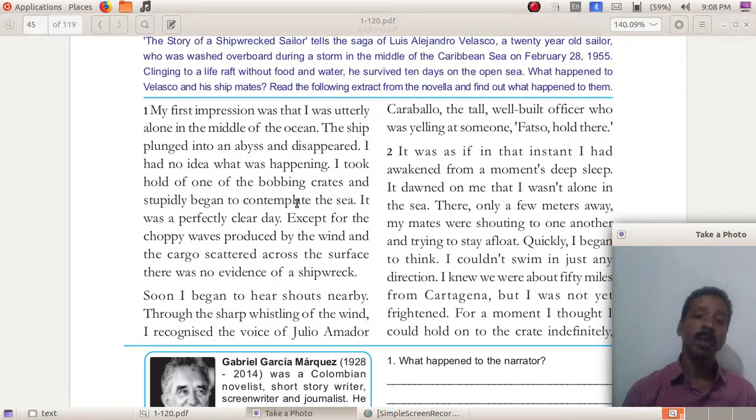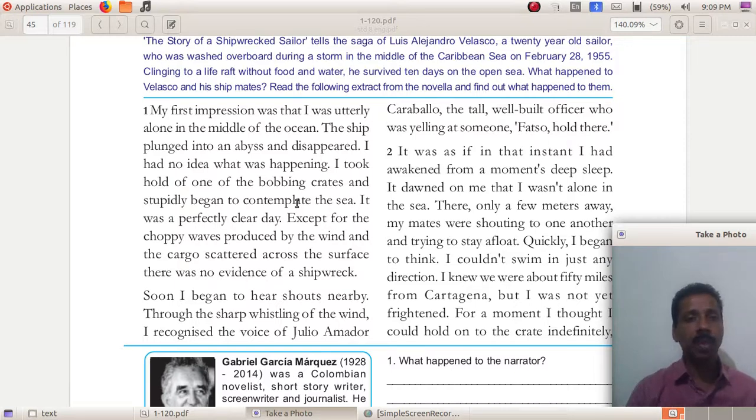So what happened there? The ship plunged into an abyss and disappeared. Plunged into an abyss. So abyss, I think it is the meaning of what we say in Malayalam as whirlpool, isn't it? So the ship fell into such a whirlpool and disappeared.